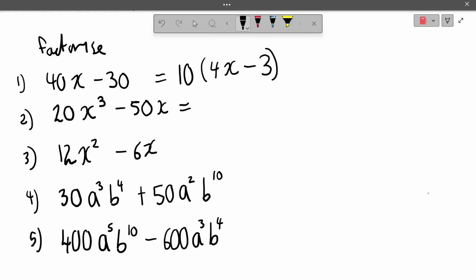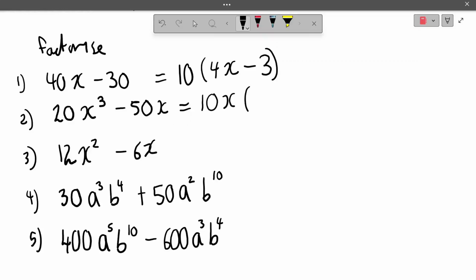Let's have a little look at the next one. So we have a 20 and a 50 in terms of our numbers. So again, the best we can do here is 10. And we have an x cubed and an x. And this is kind of like x to the power of 1. We don't bother writing the 1. But we then put an x there. So we can basically then divide the x cubed by x. So x cubed divided by x is x squared.